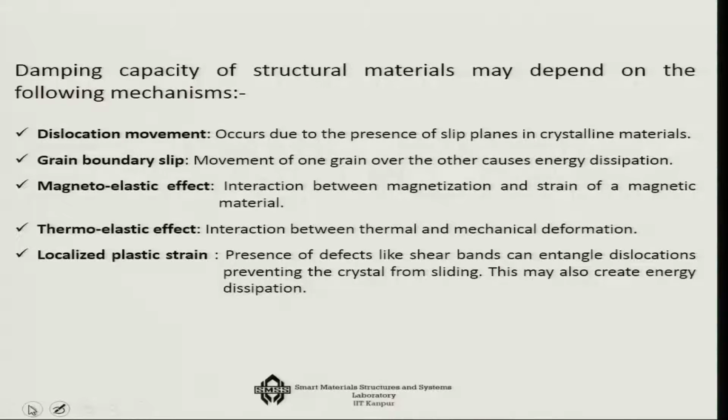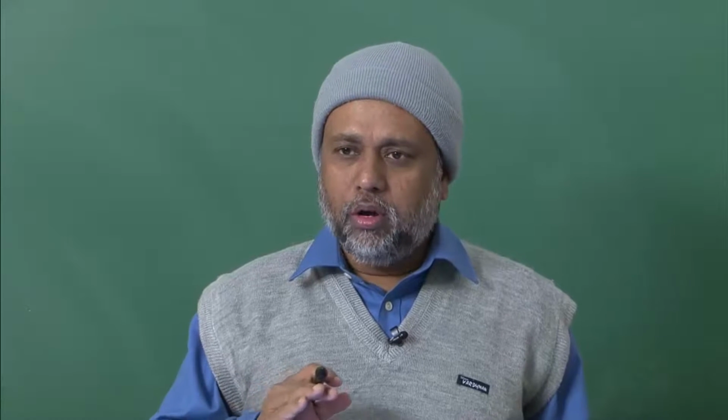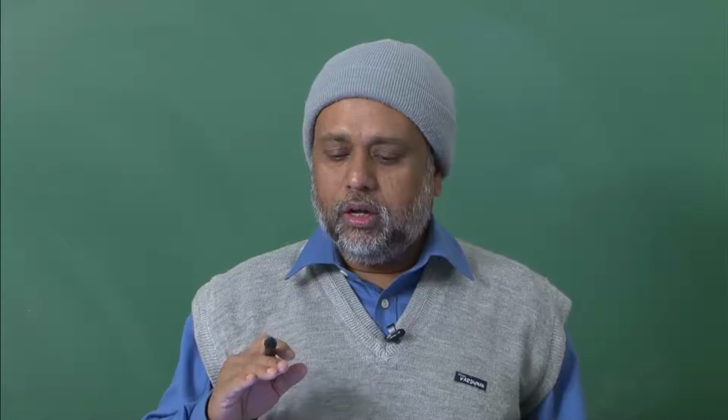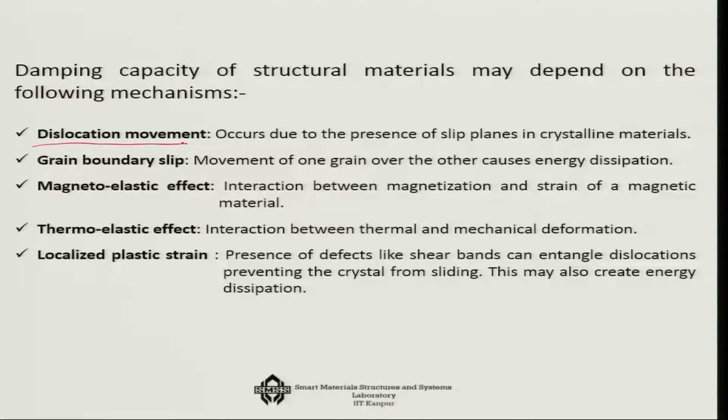Okay. So, there can be many mechanisms inside the material. For example, there can be dislocation movement, which generally occurs due to the presence of slip planes in crystalline materials. In any crystalline material there are certain planes which are prone to slipping, because they are so high density that the layer can give way if there is a shear force. So, this slip plane shifts and goes towards the grain boundary. This is what we call dislocation movement.